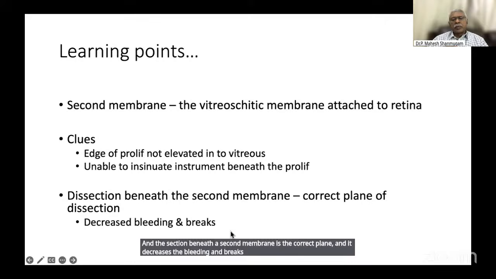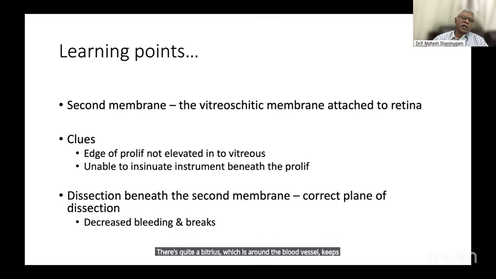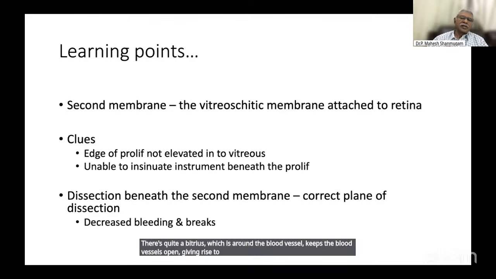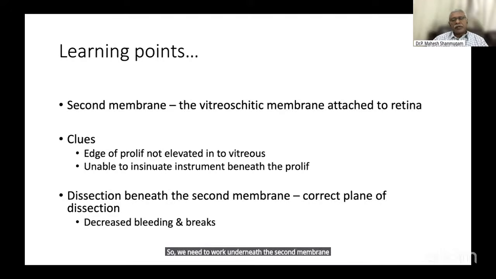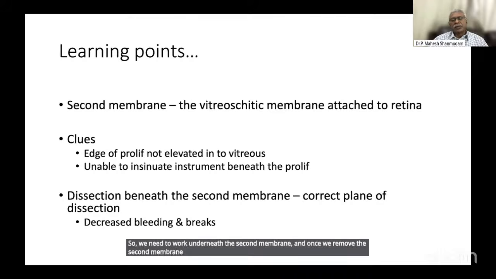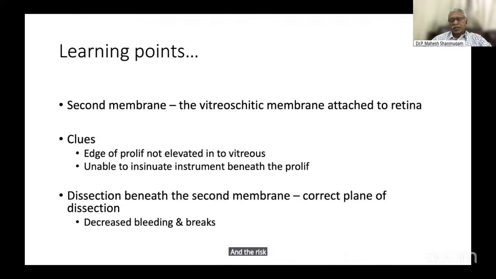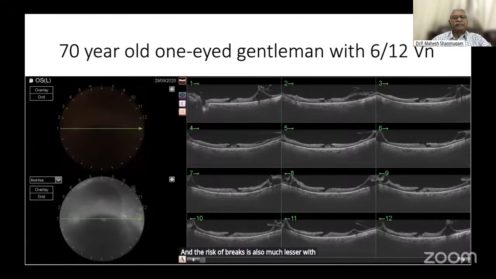If we just operate on the visible fibrous tissue, what happens? The second membrane keeps the blood vessels open. So the bleeders continue to bleed. And even if we cauterize, the schitic vitreous, which is around the blood vessel, keeps the blood vessels open, giving rise to continued bleeding. And the cautery is not very effective. So we need to work underneath the second membrane. And once we remove the second membrane, the traction on the blood vessels is lesser, and the blood vessels also stop bleeding over time. And the risk of breaks is also much lesser if we operate beneath the second membrane.